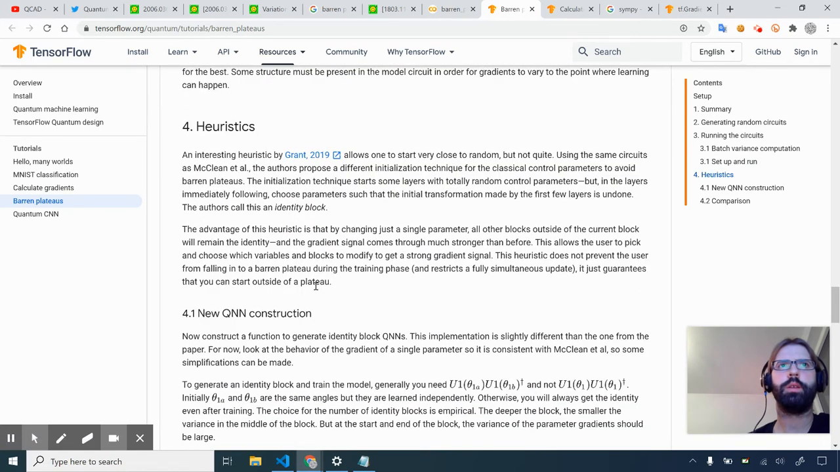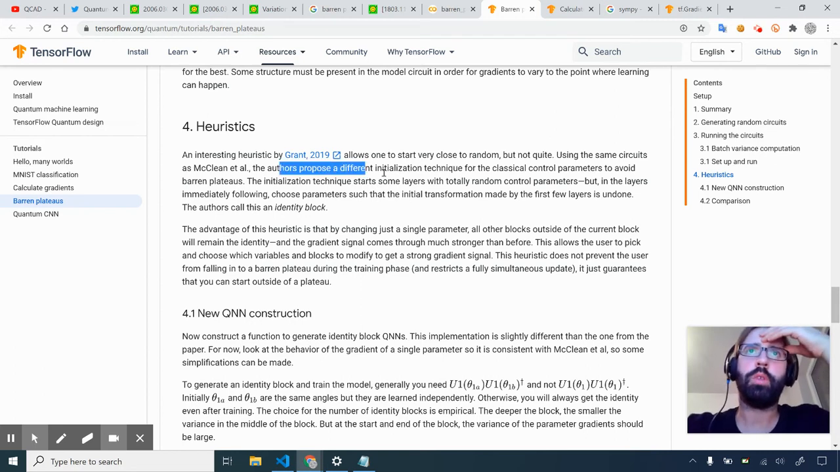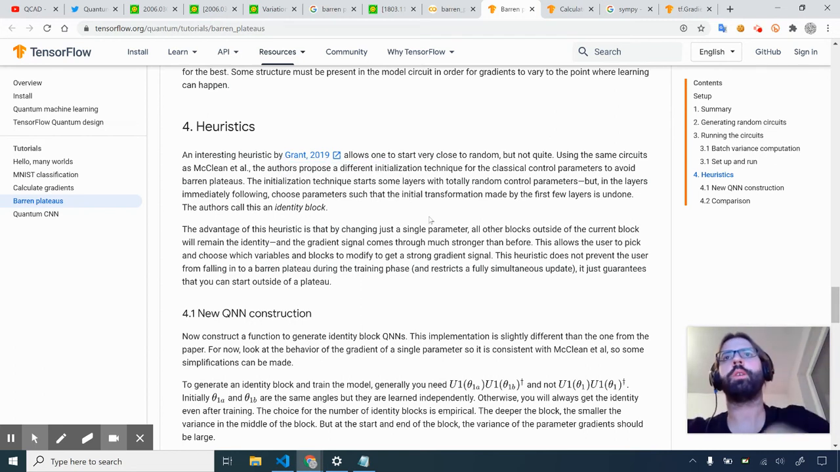Okay. An interesting heuristic by Grant allows one to start very close to random, but not quite, using the same circuits as McClean et al. The authors propose a different initialization technique for the classical control parameters to avoid Barren plateaus. But can someone tell me what Barren plateaus are? Are they just like function plateaus, and that's it? The initialization technique starts some layers with totally random control parameters, but in the layers immediately following, chooses parameters such that the initial transformation made by the first few layers is undone.